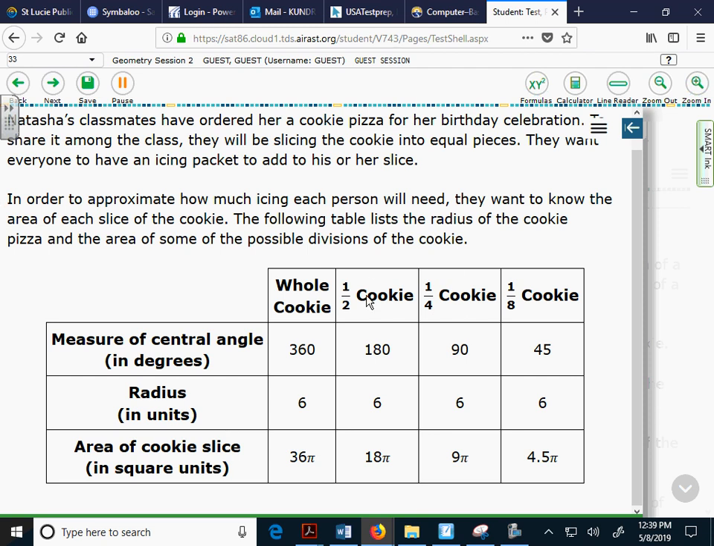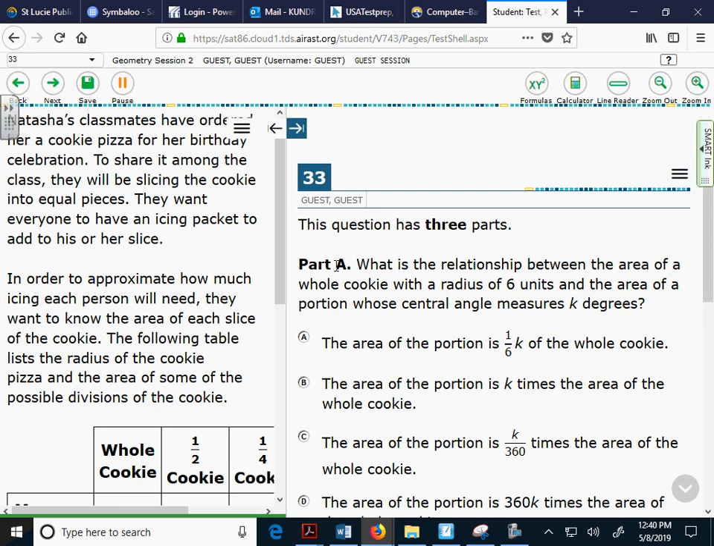This is super cool here. So they're talking about dividing it up. These are the measures of the central angles. The radius is always going to be 6. And now they're talking about the area of each sector. There you go. Or each slice of cookie. Obviously, the whole cookie is going to be the most. Half. That's too much cookie if you eat that. All right, let's check out the problem now. This problem is super, super tricky.